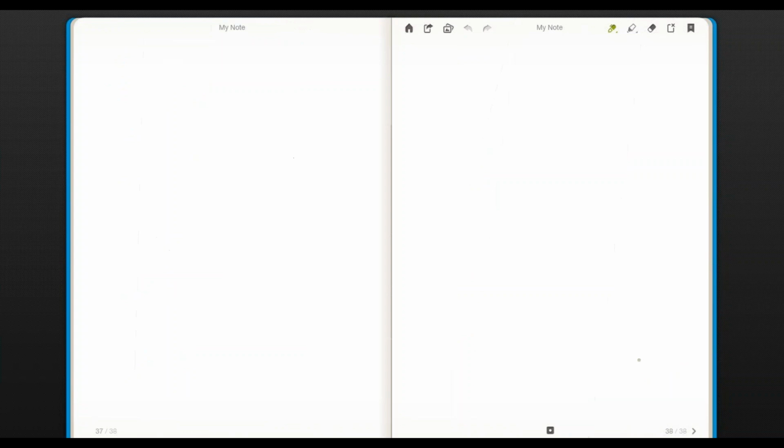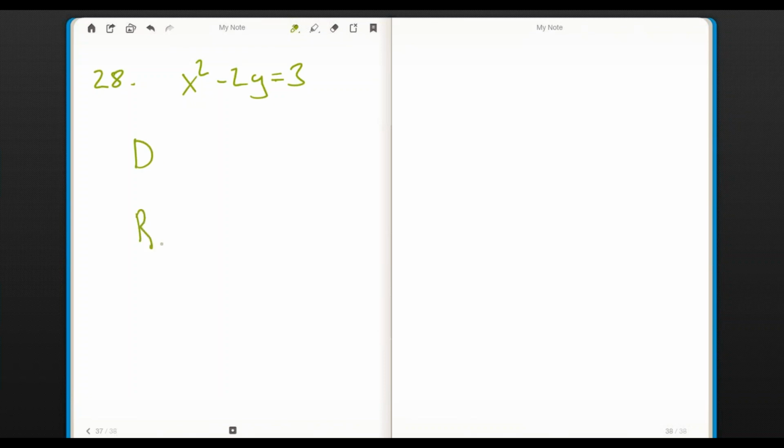Last problem, number 28. We're given the equation x squared minus 2y equals 3. It's okay to square the x. It's not okay to square the y and have a function. I've got to think about the domain. I've got to think about the range. I would say to solve for y like this, you're going to do that for the function part anyway.